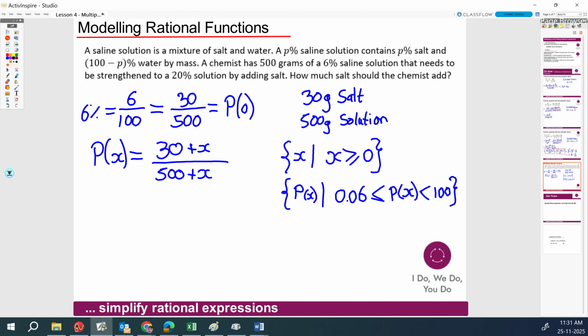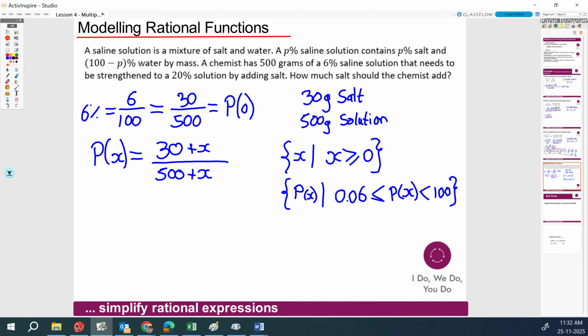So in a modeling question, you'll be asked to state the domain and range. You're going to have to think this through from context, not just by looking at the function in isolation. It has to make sense in the modeling context.